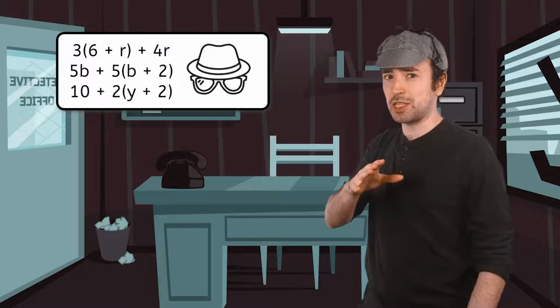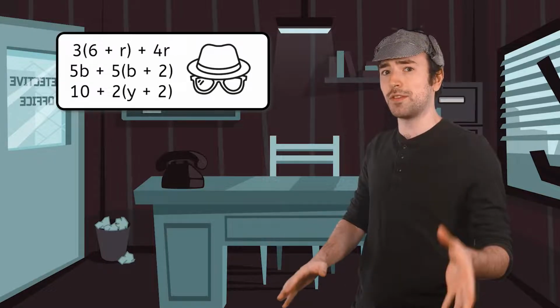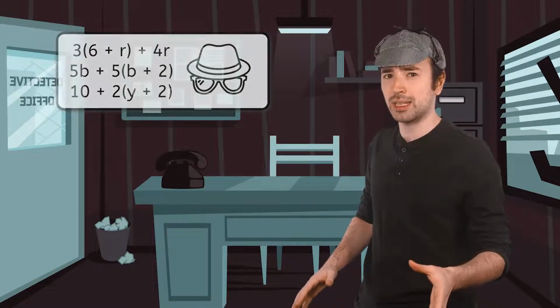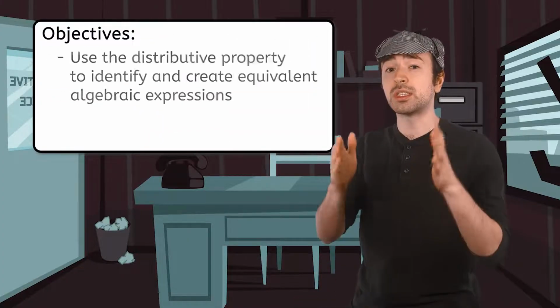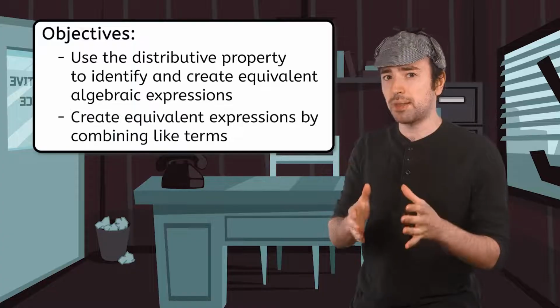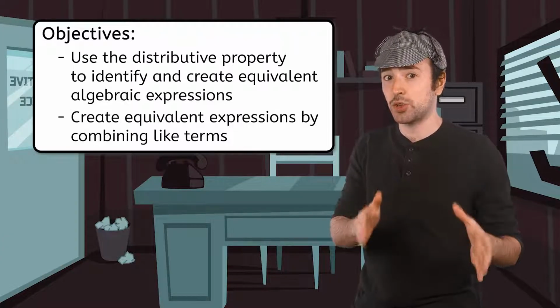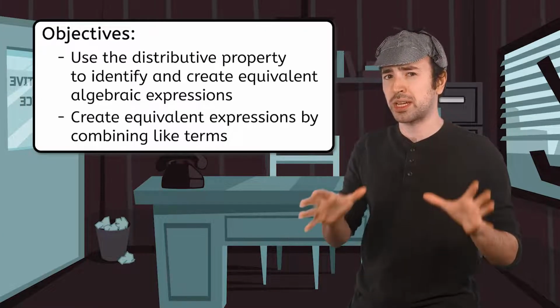Today, we're investigating mysterious expressions that are hiding behind secret identities. We'll need to use our math skills to match up each expression with its equivalent expression, disguise. To help us reveal the secret identities of these expressions, we'll use the distributive property and combine like terms to identify and create equivalent algebraic expressions.